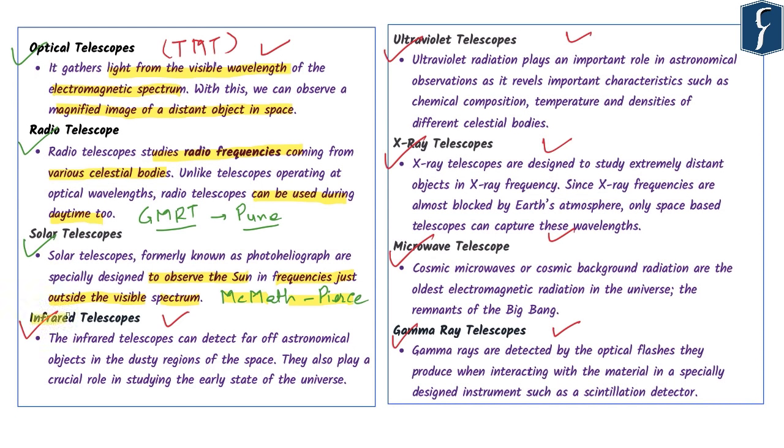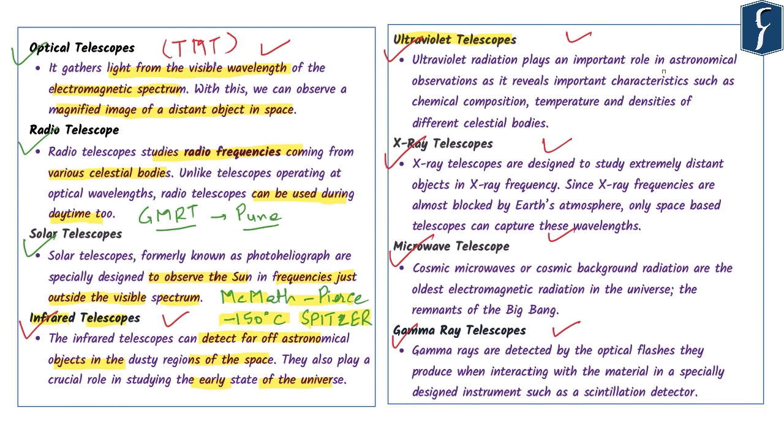Now, let's focus on infrared telescopes. Infrared telescopes can detect far off astronomical objects in the dusty regions of space. They also play a very crucial role in studying the state of the universe. You must understand that infrared telescopes are fitted with special cameras which are constantly kept at cryogenic temperatures, which is below minus 150 degrees Celsius, and these are coupled with solid state detectors. One of the primary examples of an infrared telescope is the Spitzer Space Telescope. This space telescope was launched by NASA.